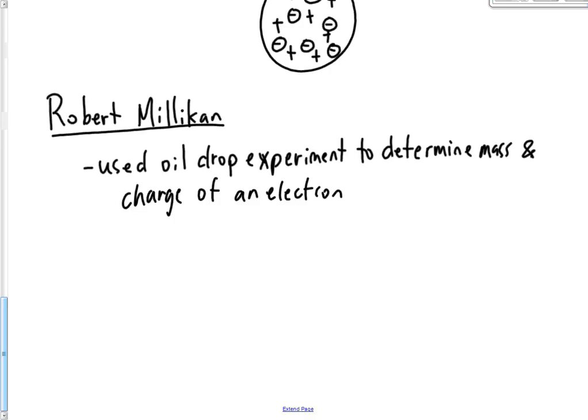Okay, that is part 2 of our search for the atomic model.